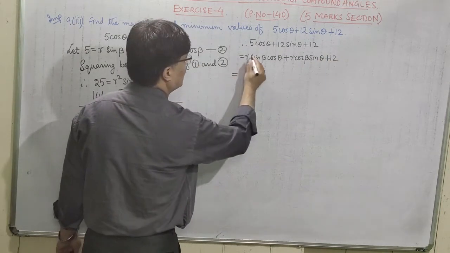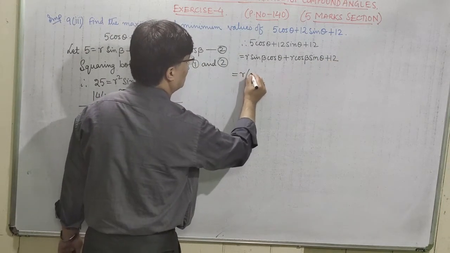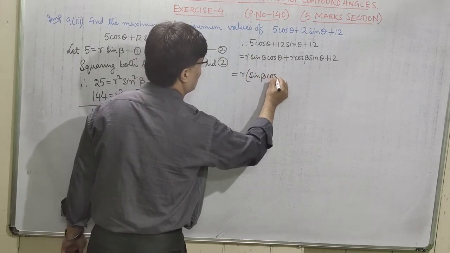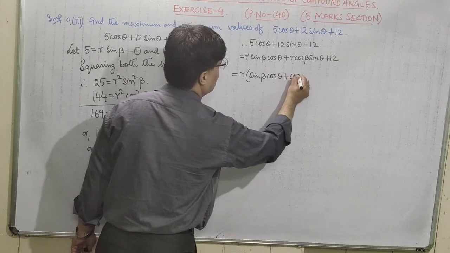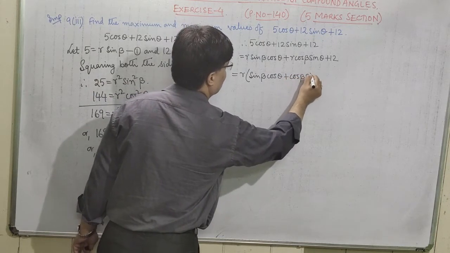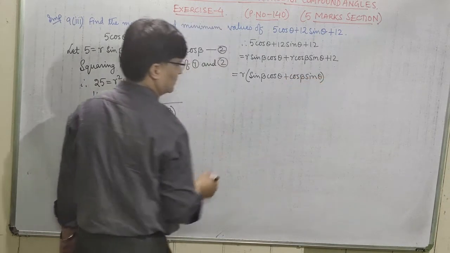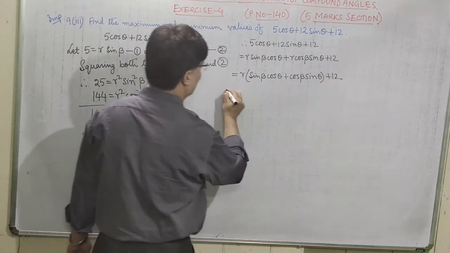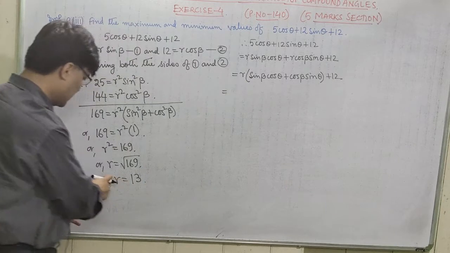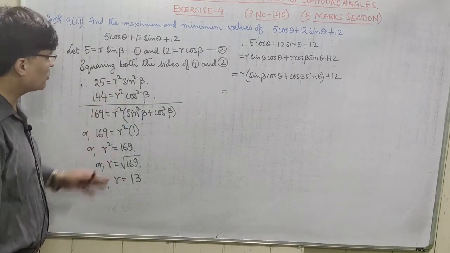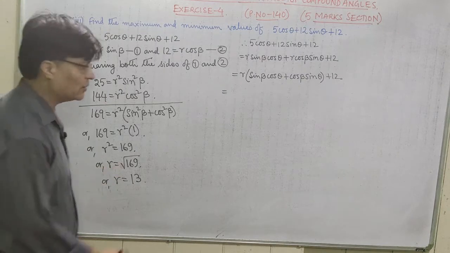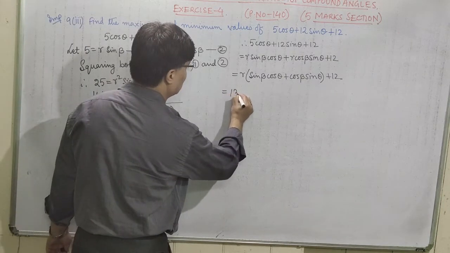Okay. So what is common out here? R is common within bracket. What do we write? R times sin beta cos theta plus cos beta sin theta, then plus 12. But what is the value for r in this case? You can put the value for r. Here you don't have to get the value for beta. Okay. So what is the value for r here? It is 13. So let us write 13 here.